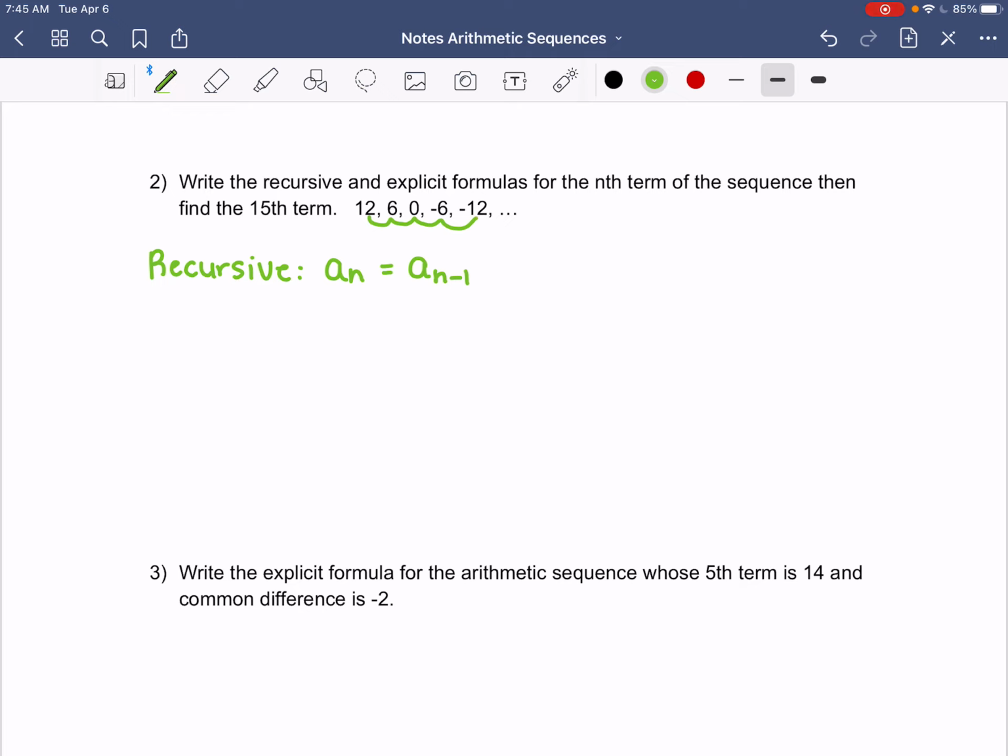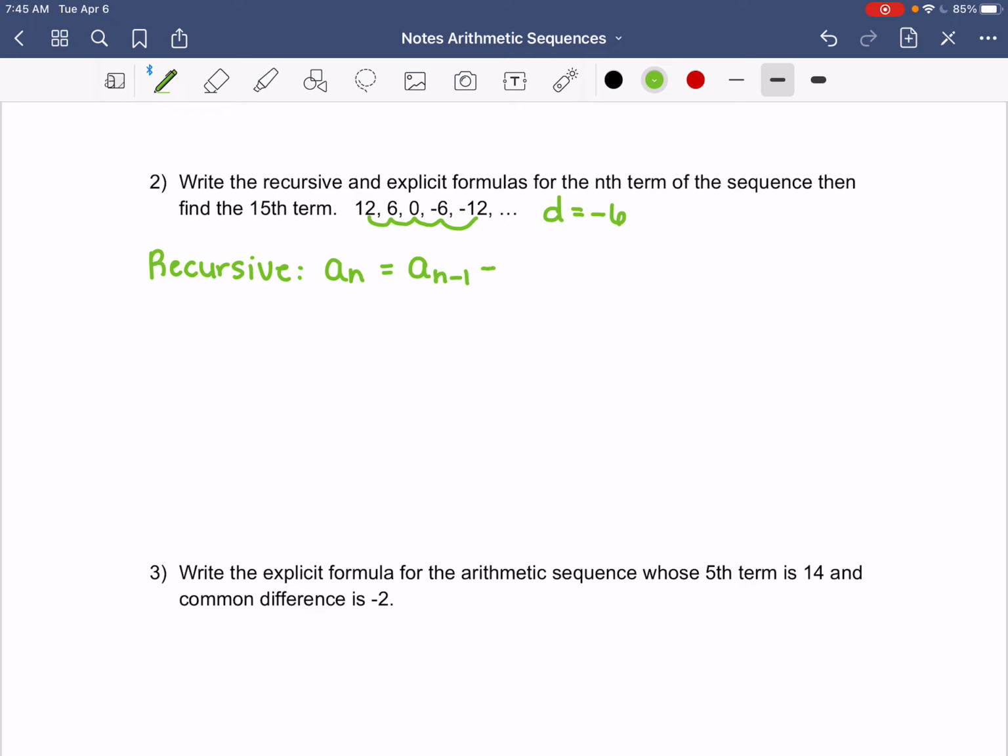So it's 12, 6, 0, negative 6, negative 12. Here, the number that you have for your common difference, since the numbers are going down, that just means it's going to be negative. 12 minus 6 is negative 6. 6 minus 6 is 0. 0 minus 6 is negative 6, and so on. So the common difference here is negative 6. So you're adding a negative number.